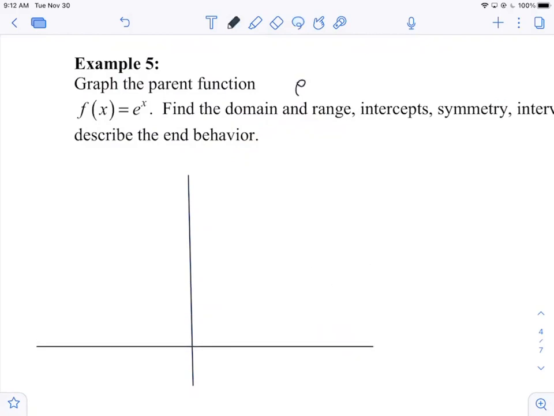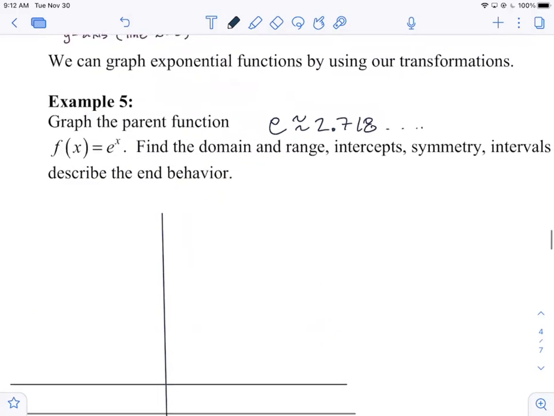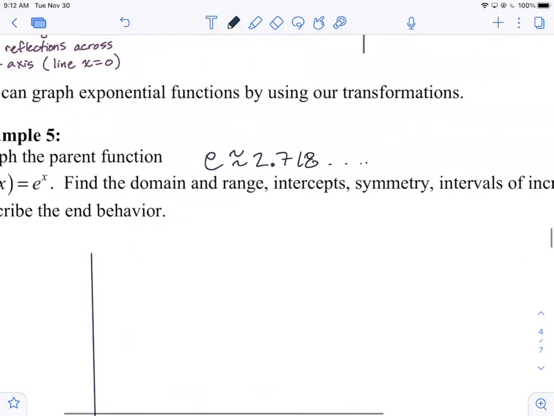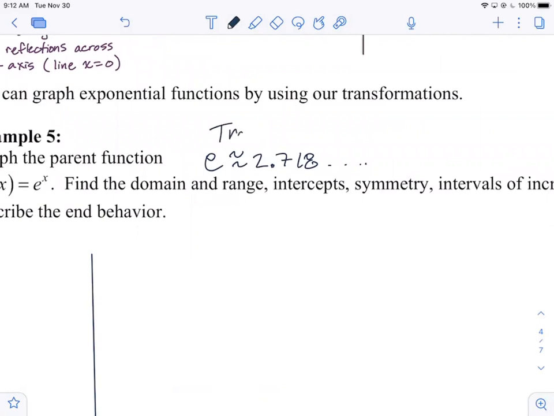Okay, so remember e is approximately 2.7. That would be good enough for you. 2.718 is typically what we talk about. It's an irrational number, which means it can't be expressed as a ratio of two integers, but it's also called a transcendental irrational number.